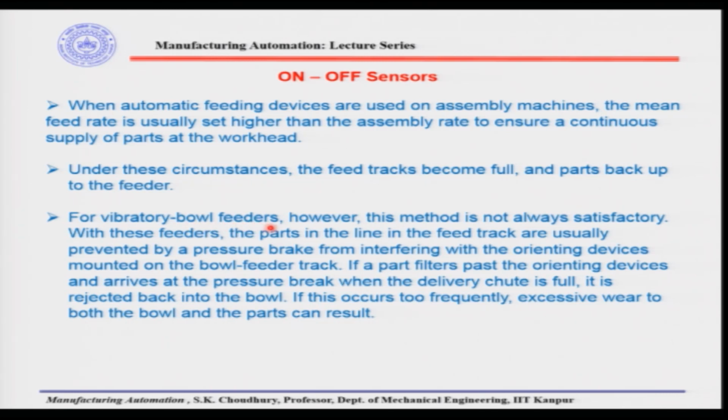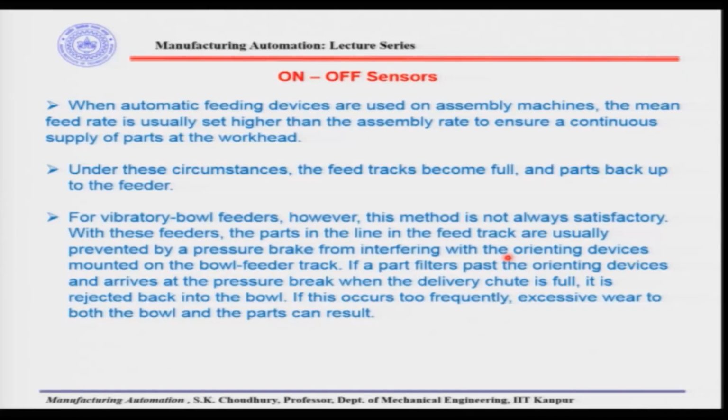For vibratory bowl feeders, however, this method is not always satisfactory. With these feeders, the parts in the line in the feed track are usually prevented by a pressure brake. If you remember, we have discussed the pressure brake, which limits the path and makes the path less, so that the parts cannot negotiate this from interfering with the orienting devices mounted on the bowl feeder track.